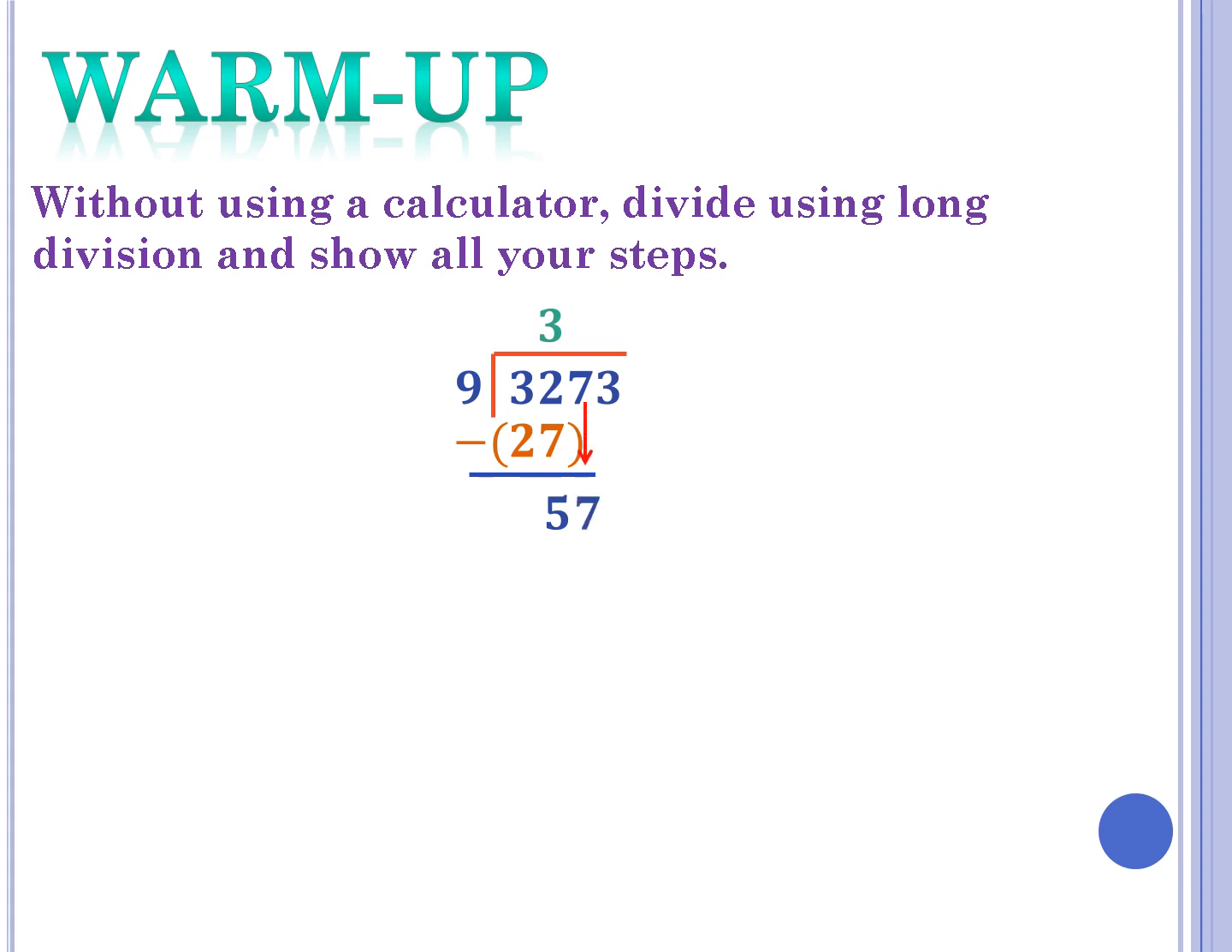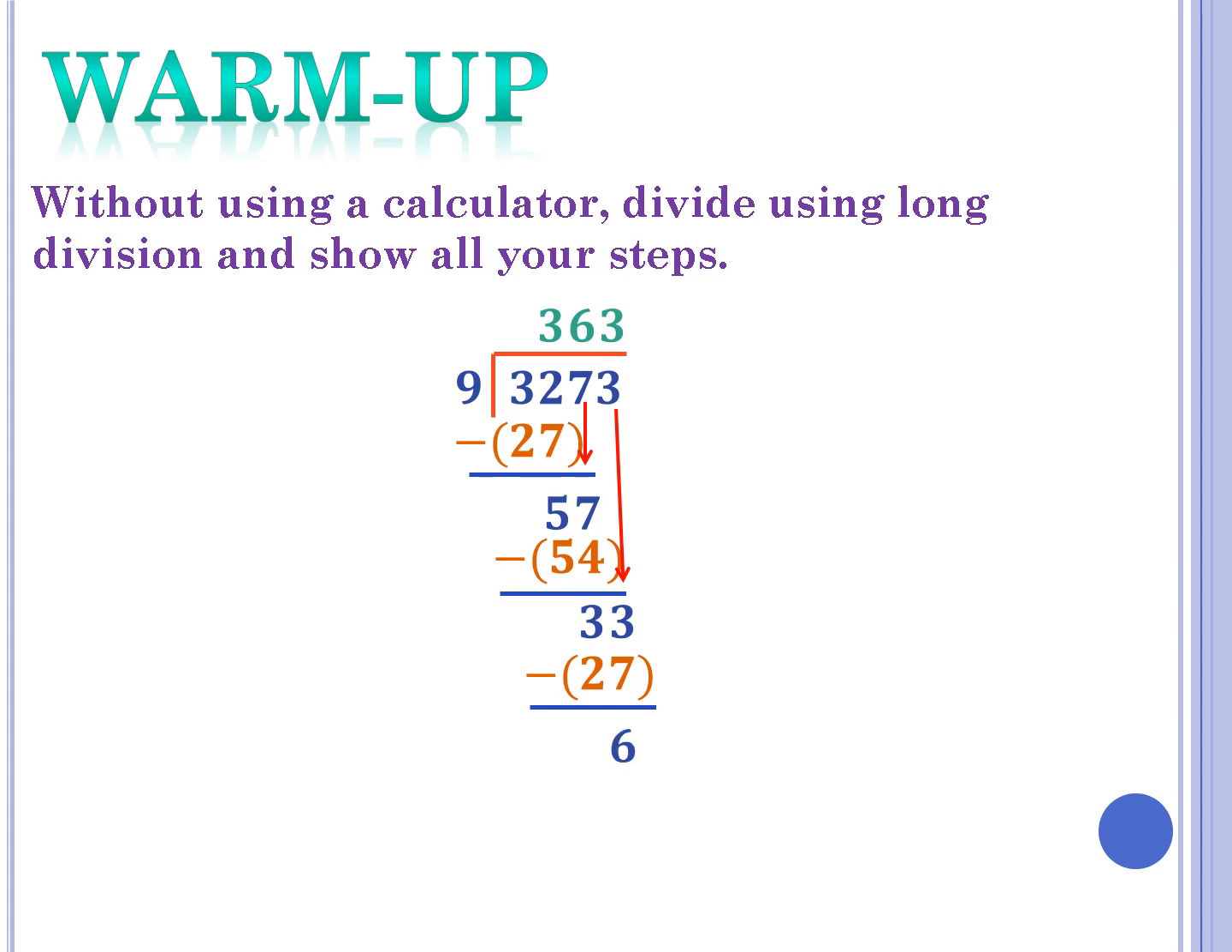Now 9 goes into 57 6 times, which is 54. That leaves me with 3. Then I bring down the 3. 9 goes into 33 3 times, which is 27. Now 33 minus 27 is 6.